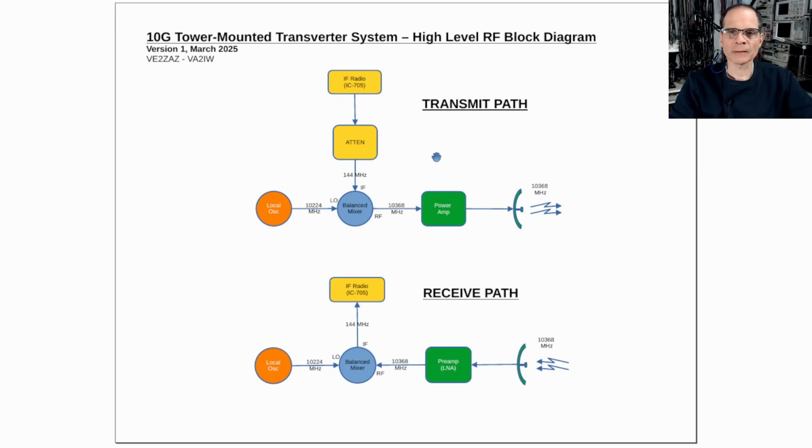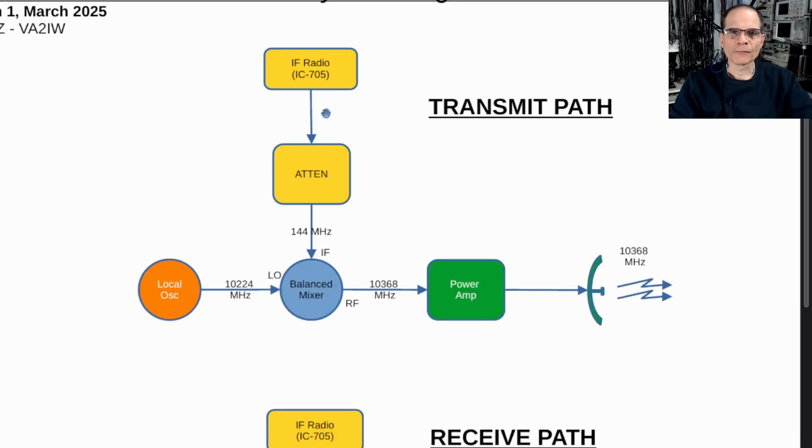Let's look at the transmit path first. For the intermediate frequency radio, so the baseband radio, I'm going to be using an IC705 at 144 MHz. So I will be sending 144 MHz, about 500 milliwatts, into an attenuator in transmit mode so that I get only in the milliwatts range into a balanced mixer that's up on the tower. The attenuator also is up on the tower because it's a switchable attenuator.